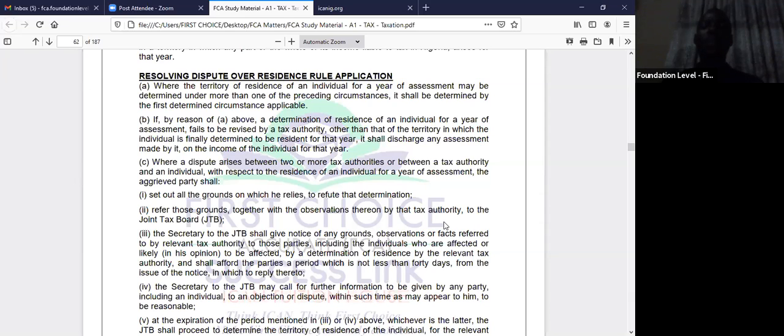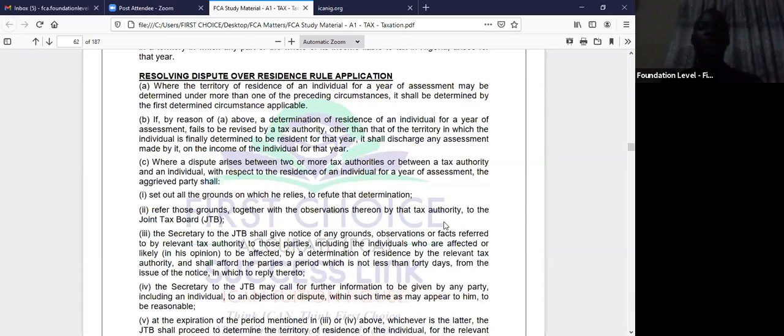So here he's saying that if there is more than one preceding circumstance, they will have to look at which circumstance came first. That is what will be used in determining your place of residence. So the first question is, where was your principal place of residence as at January 1? If you can answer that question, that means you have determined what will be your principal place of residence for that year.